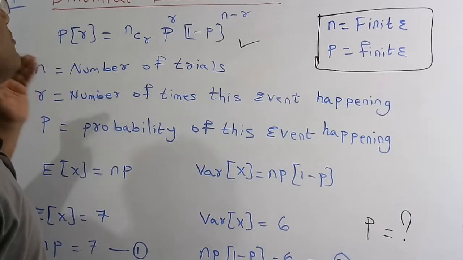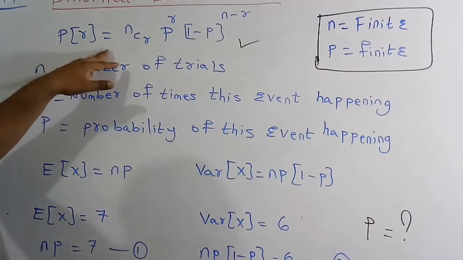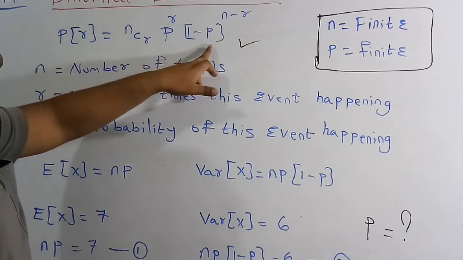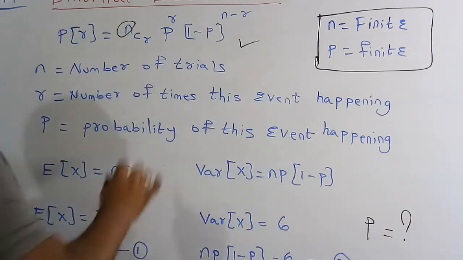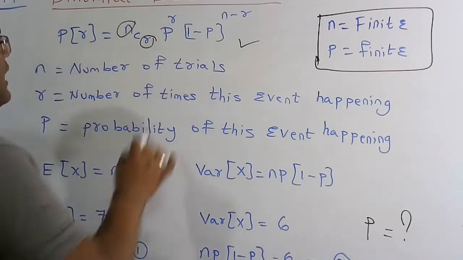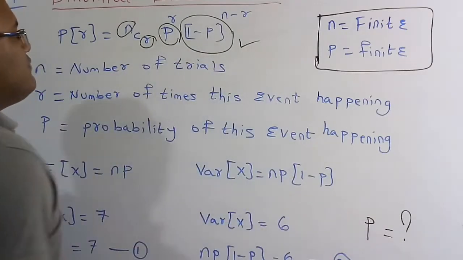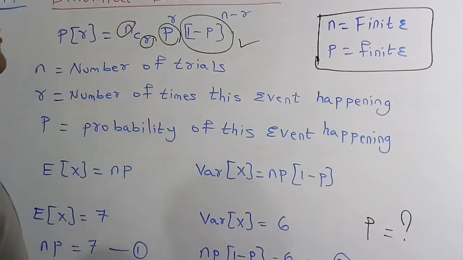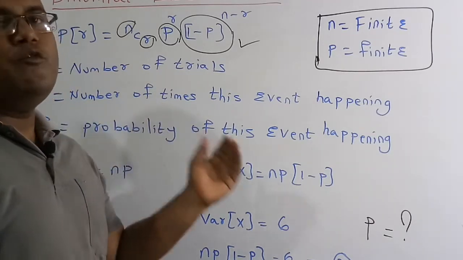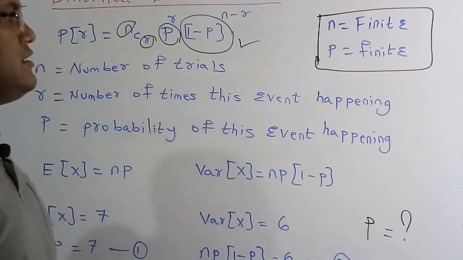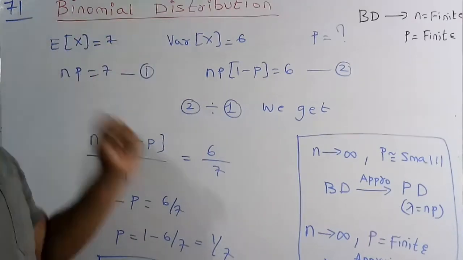This is the basic formula of a binomial distribution: the probability of the event happening r times is nCr into p to the power of r into (1 minus p) to the power of n minus r. Here n indicates the number of trials, r indicates the number of times the event is happening, p is the probability of success of the event, and 1 minus p is the probability of failure of the event. These are the things you always have to remember: expectation of x is equal to np and the variance of x is equal to np into (1 minus p). Now we will solve this to get the solution. As I already told you, the expectation of the random variable is equal to 7 and the variance of the random variable is equal to 6.